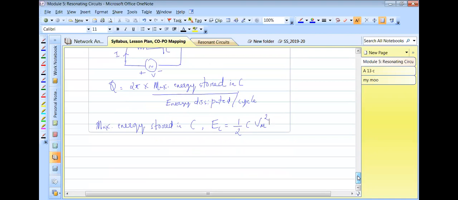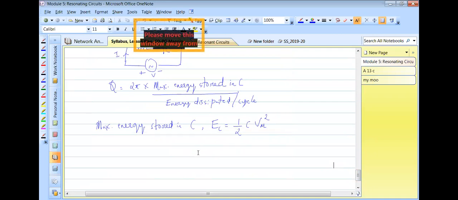Energy dissipated per cycle would remain the same. But we should understand one thing: in a series RLC circuit, we need to be dealing with the current, not the voltage. But since C is a voltage storing element, we have Vm here. How can you give Vm now? What is Vm? Vm is the voltage across C.